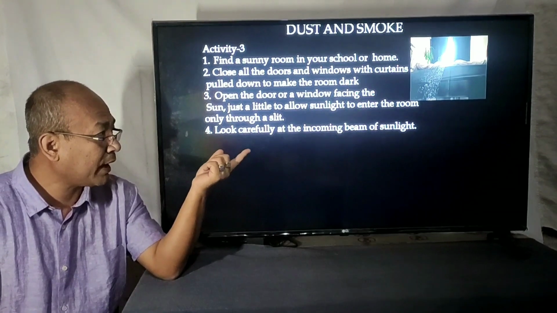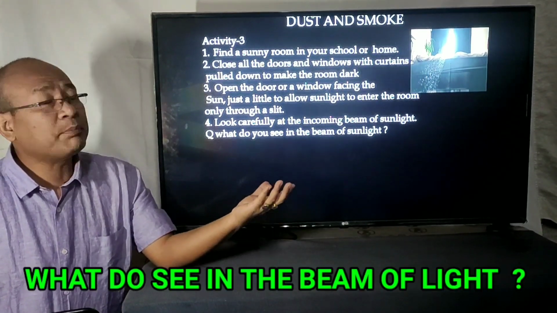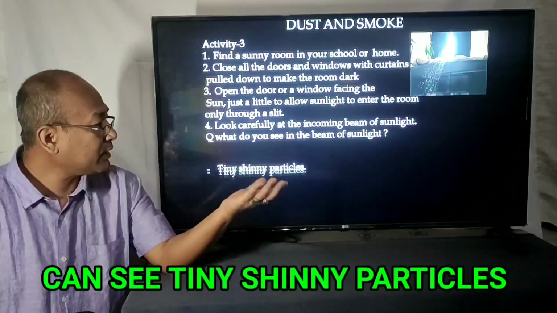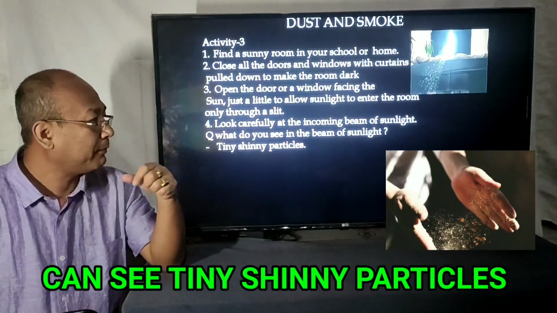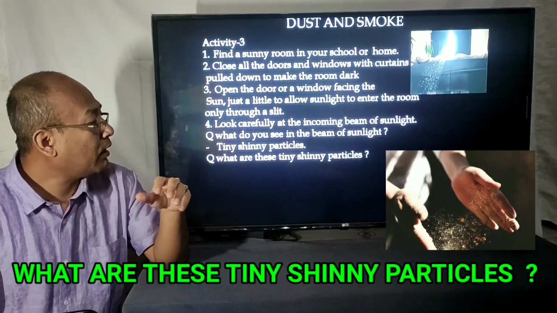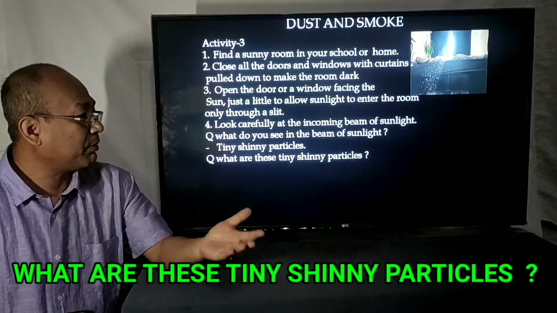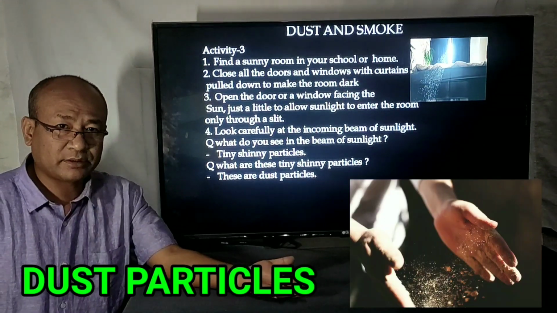Look carefully at the incoming beam of light. What do you see in the beam of light? We can see tiny shiny particles floating around in the air. What are these tiny shiny particles? These are dust particles.